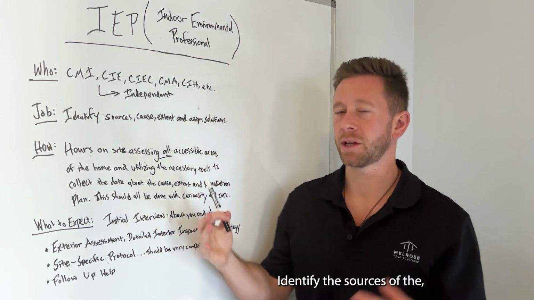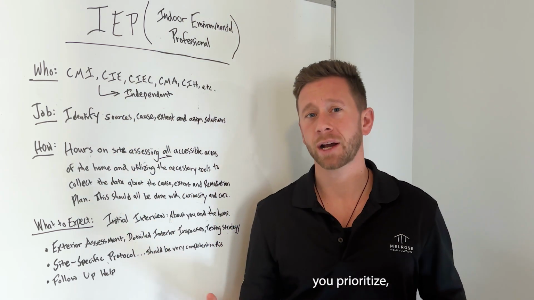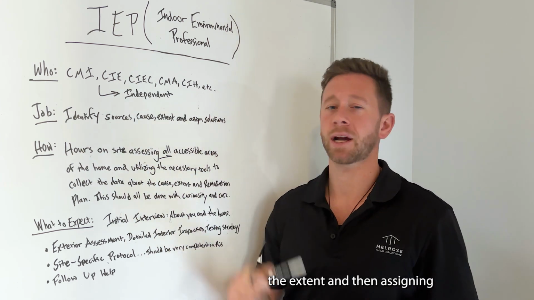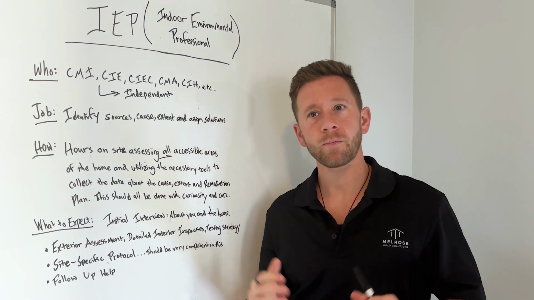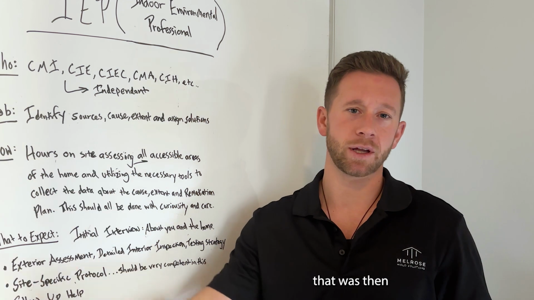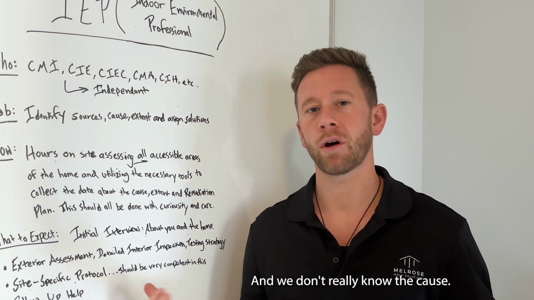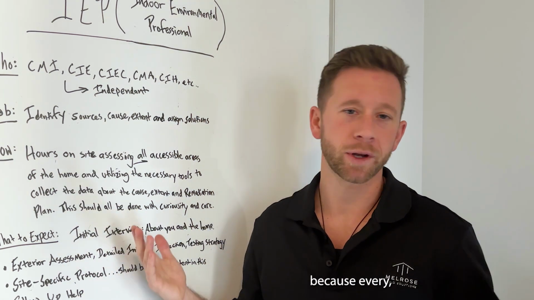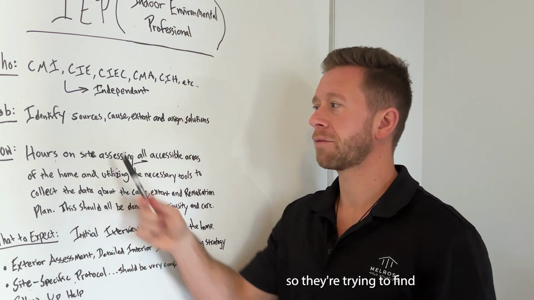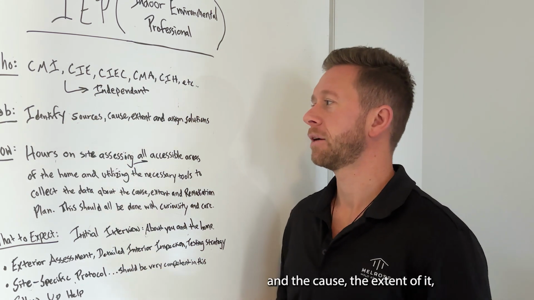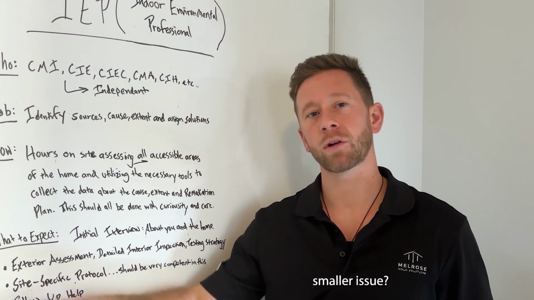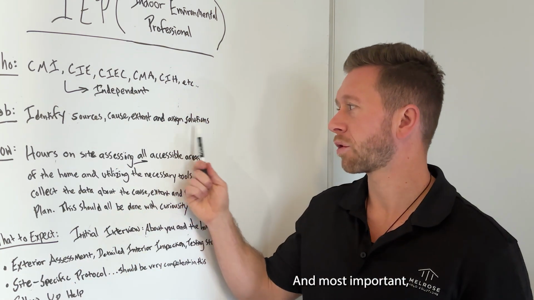Identify the sources of the contamination in the home, help you prioritize those different spots based on severity and the cause of them, the extent, and then assigning solutions. So the cause can be harder on a renovated home, for instance, because maybe it was an old issue that was then built over, painted over, and we don't really know the cause. It was just obviously a moisture issue, because every mold or biotoxin issue usually came from moisture in some way. So they're trying to find those sources, right? Evidence of that. And the cause, the extent of it, has it been widespread throughout the home? Is it more of a localized, smaller issue? How do we get it handled? And most important, they need to assign solutions.